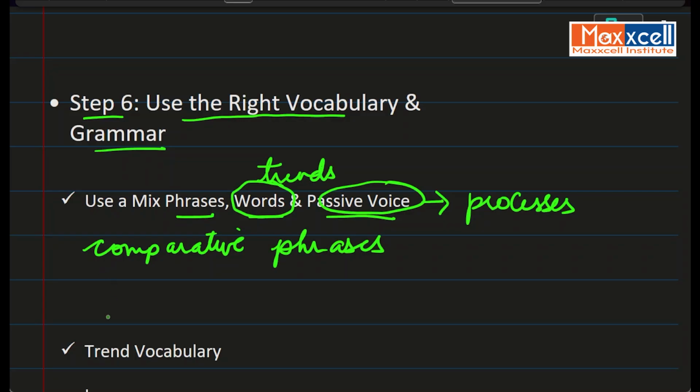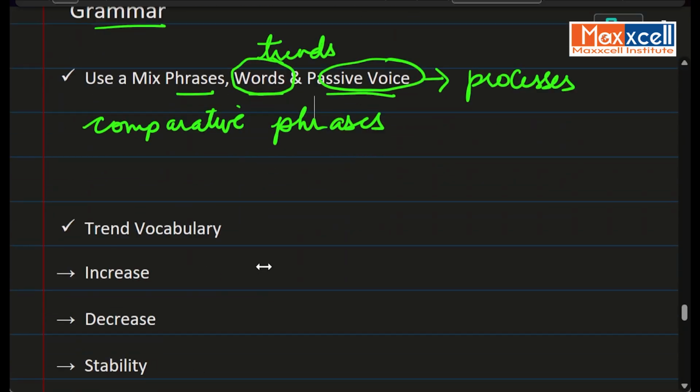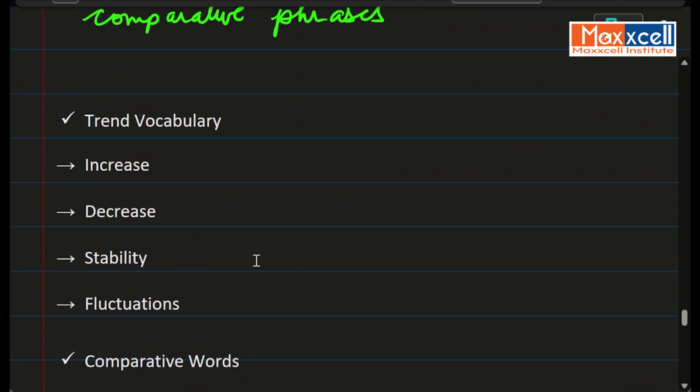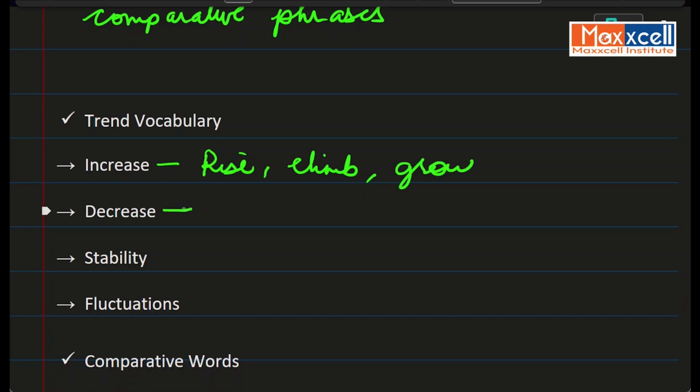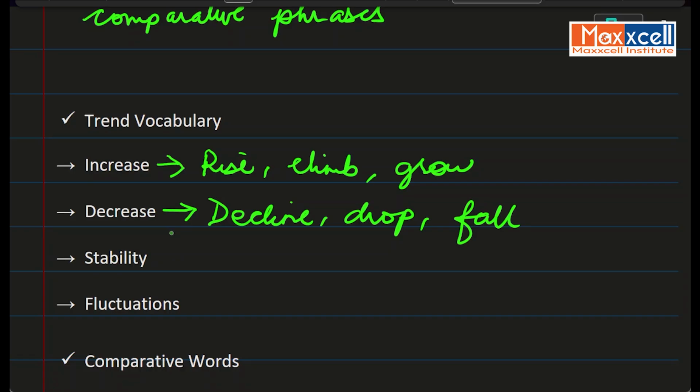So let us see the trend vocabulary for graphs. If you are supposed to highlight an increase, what words will you use? You will use words like rise, climb, grow. Then in relation to a decrease, you can use decline, drop, or fall. So increase is rise, climb, grow. Decrease is decline, drop, fall.